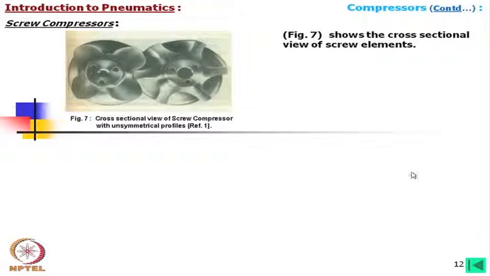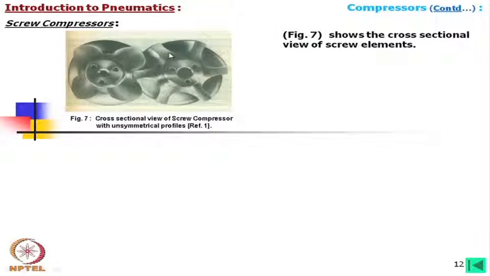Okay, then if we look into the side view of this screw compressor, as I told, these are not symmetric profiles. It looks something like this. One is thinner and another is wider. And here we find four lobes, that means it might be a four start screw.